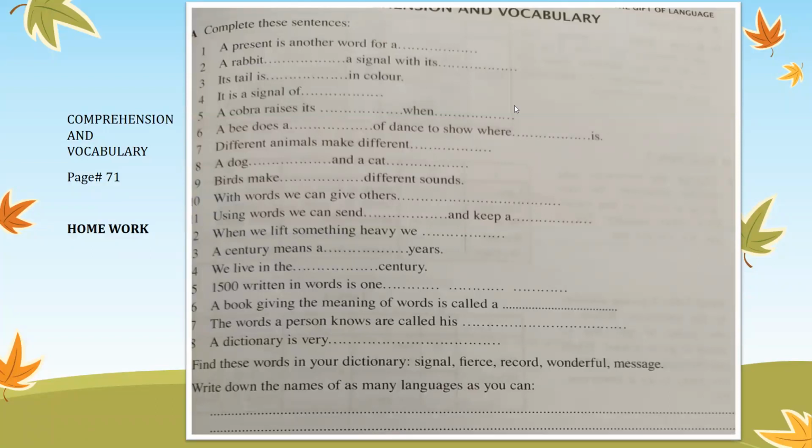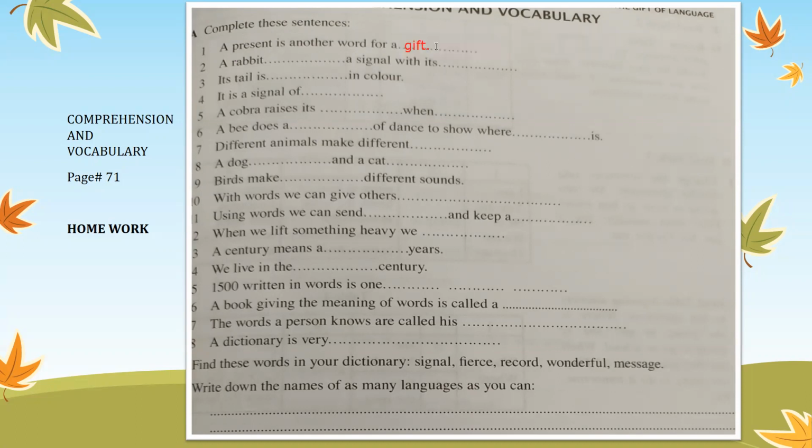First, we have to complete these sentences. These sentences are not completed, so we will complete them. Number one: a present is another word for a what? What will be the answer over here, dear students? A present is another word for a gift. Very good. Gift.